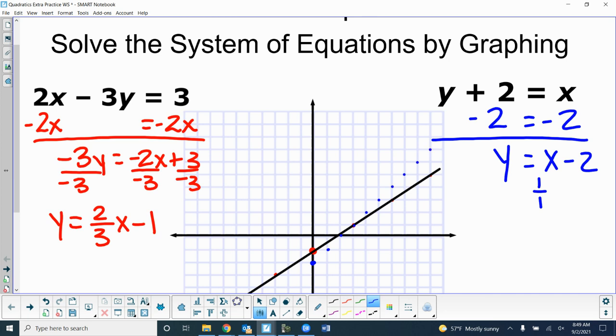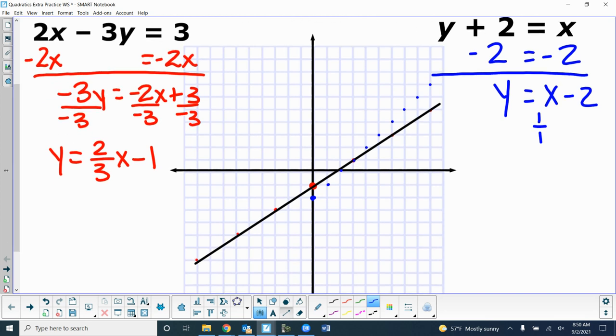It looks like I'm going to hit right there at that point. I'll draw my line now to finish it up. Again, use a straight edge so that you get the straight line. All right, so our point of intersection looks to be that point. So what is that point? 3, 1, right? Let's check it to make sure it works.